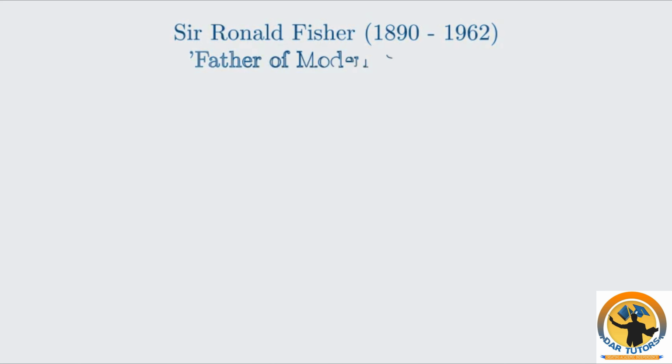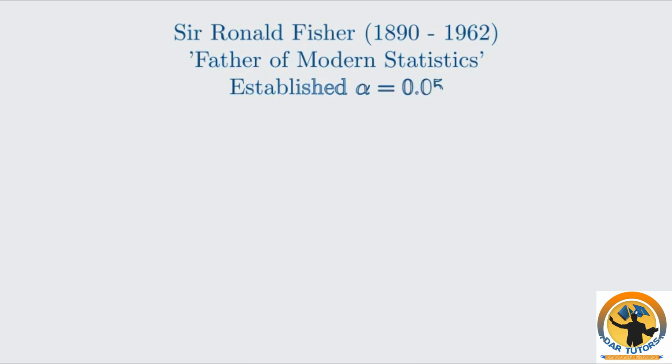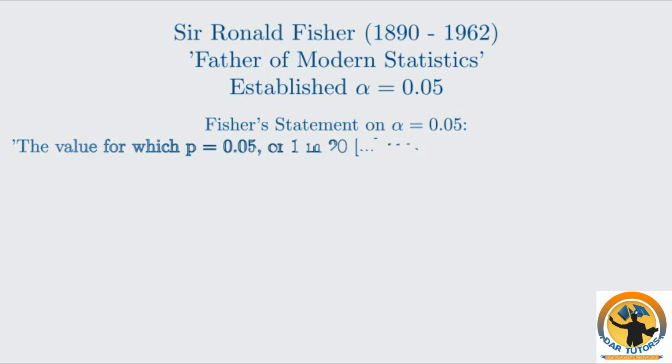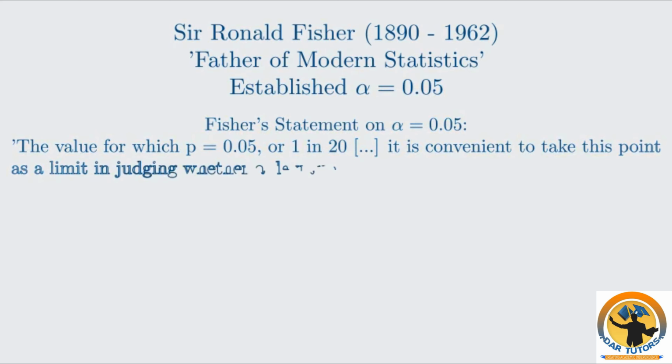Let's pause and consider some of the theoretical implications of what we're doing. This involves the theory of knowledge. The whole framework of modern statistics owes a great deal to Sir Ronald Fisher, who is often called the father of modern statistics. He established the practice of using a significance level of 0.05. He stated that a p-value of 0.05, or 1 in 20, is a convenient point to judge whether a deviation is significant. Notice the words convenient and judging. Fisher himself did not see this as an absolute rigid rule.